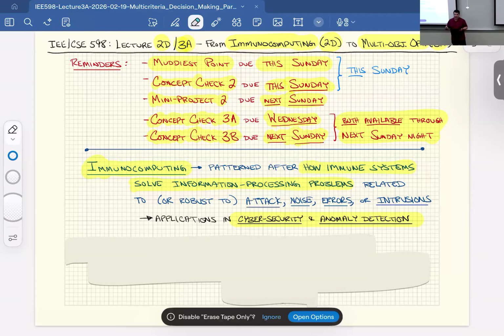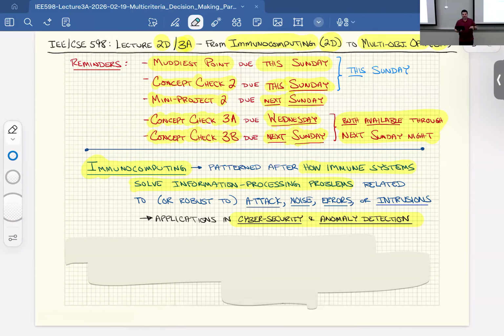Okay, so we left off talking about immunocomputing. This is a broader category than what we cover in this little unit. We're focusing on artificial immune systems, but there are a lot of people interested not only from an engineering perspective, but from a computational perspective on biology. How is information processing done in these systems that have evolved in a wide range of taxa, from plants to fungi to animals, that are robust to attack, noise, errors, and intrusions?